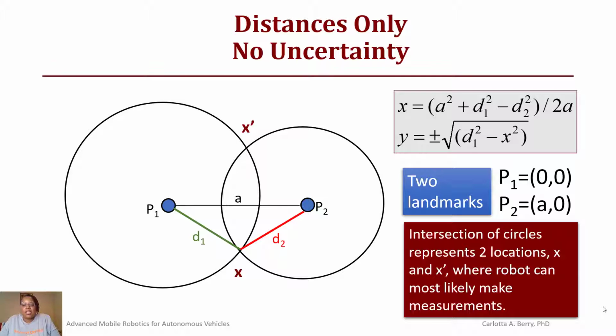x prime. So we would get that x is equal to a squared plus d1 squared minus d2 squared over 2a, and y is equal to plus or minus the square root of d1 squared minus x squared. Because y can be positive or negative, that's where we end up with x and x prime as the 2 possible robot poses. So the intersection of the circles represents the 2 locations x and x prime where our robot could have been when it was able to detect those 2 landmarks.